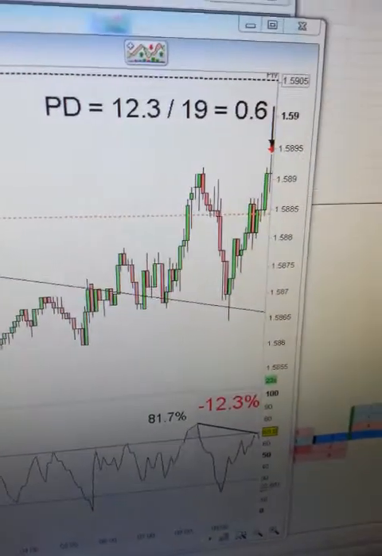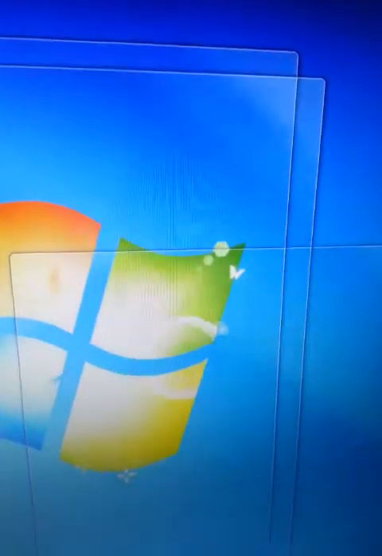And there's beauty in markets. There's chaos and there's order. You just got to know where to look for the order. So this is cable, pound to the dollar, 5-minute chart. This is the day high.